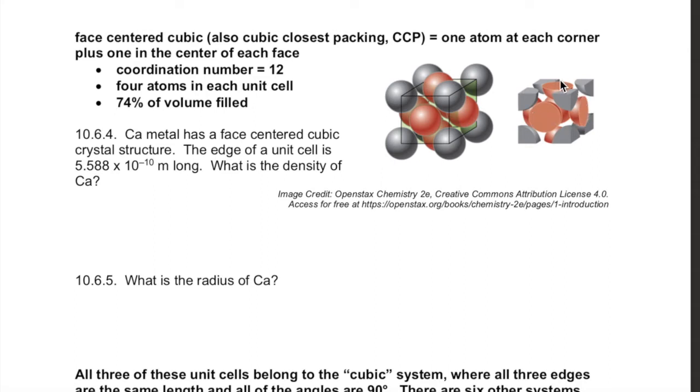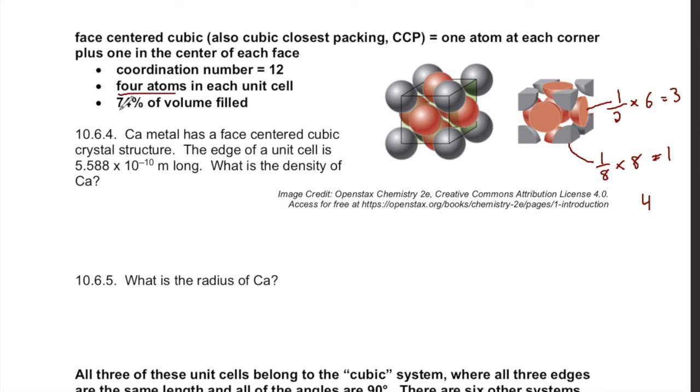So when we chop off and just have the contents of the unit cell, we have these 8 gray pieces. Each of those gray pieces is 1/8. And then each of these red pieces is a half of an atom. And we have 6 of those because we have 1 in each of the 6 faces of the cube. So altogether we have 3 plus 1. And so we have 4 atoms contained in this unit cell.